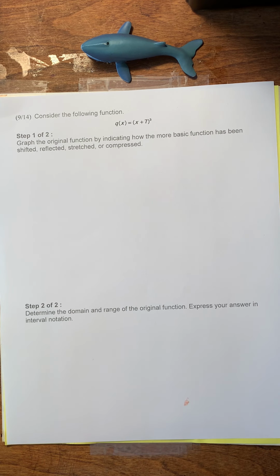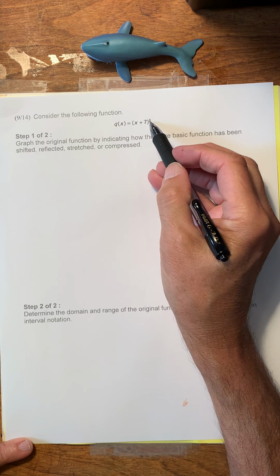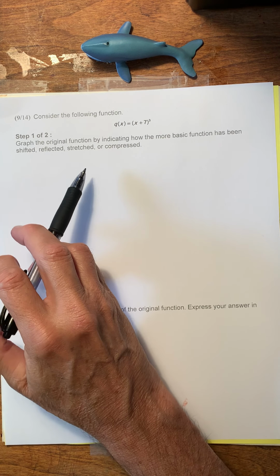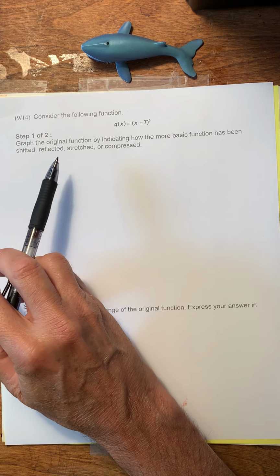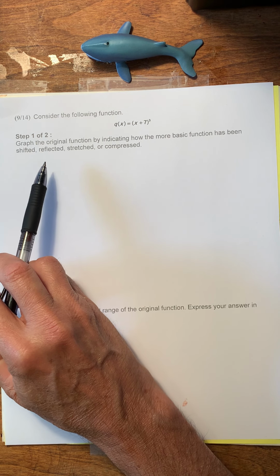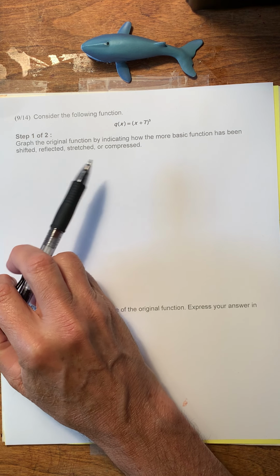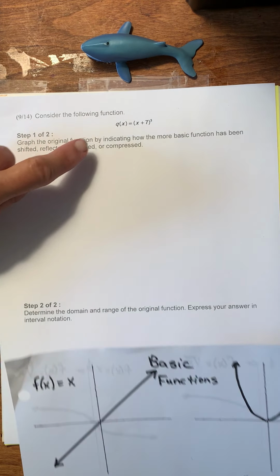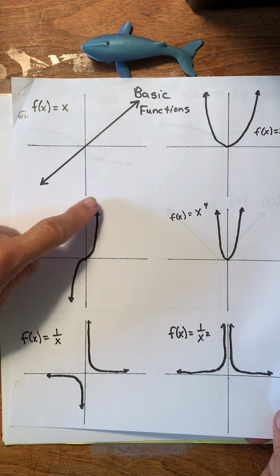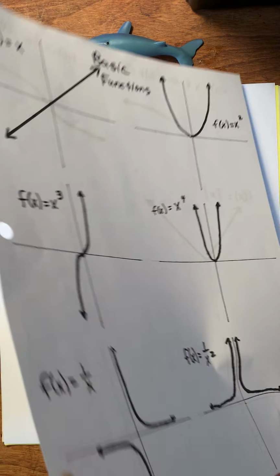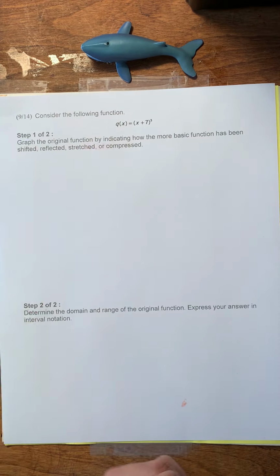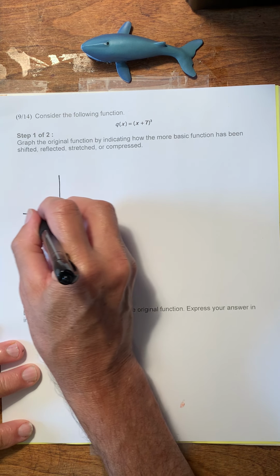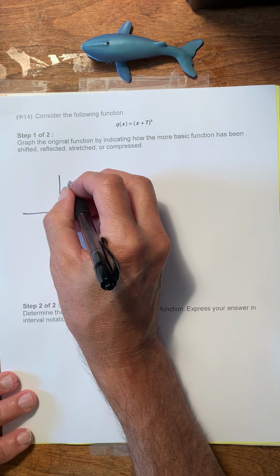Consider the following function. Notice it's something cubed. Graph the original function by indicating how the more basic function has been shifted, reflected, stretched, or compressed. So let's think about what the original function was. It was f of x equal x cubed. It looked like this. What are we going to have to do? Do the domain and the range. So we're actually going to have to find out what this guy looks like. Here's the original picture of it.